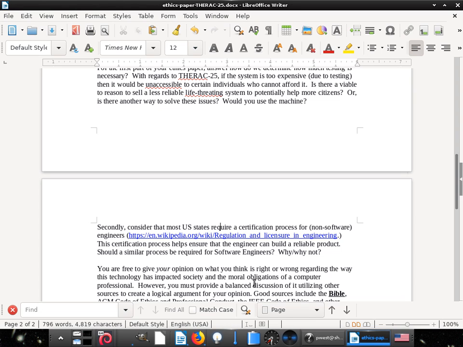Then it should be a free exam. I don't know if it should be free or not. Of course, there's no such thing as a free lunch, so it'd be funded by taxpayers, I guess is what you're saying? Yes, okay.